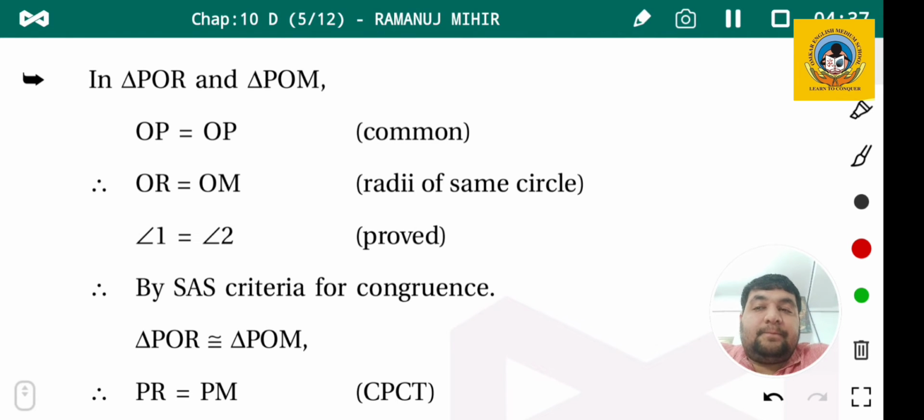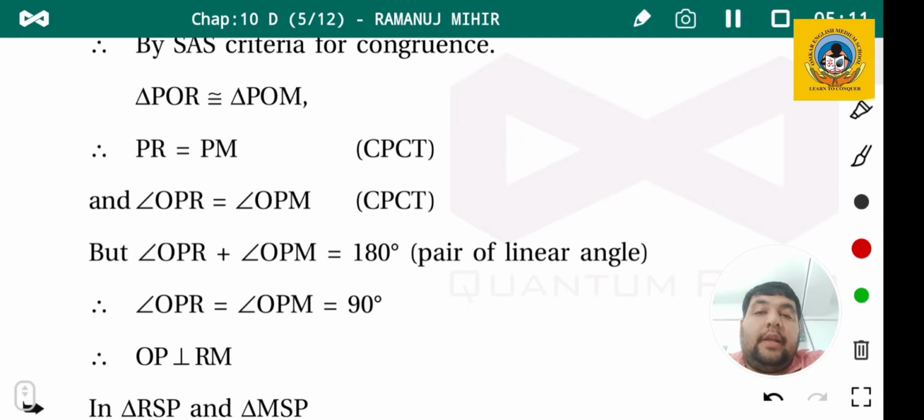OP equal to OP, OR equal to OM, and angle 1 is equal to angle 2. So by SAS criteria, both triangles will be congruent. Which triangles? Triangle POR and triangle POM. They are congruent because of the SAS criteria. Now, it means that PR is equal to PM by CPCT, and angle OPR is equal to angle OPM.